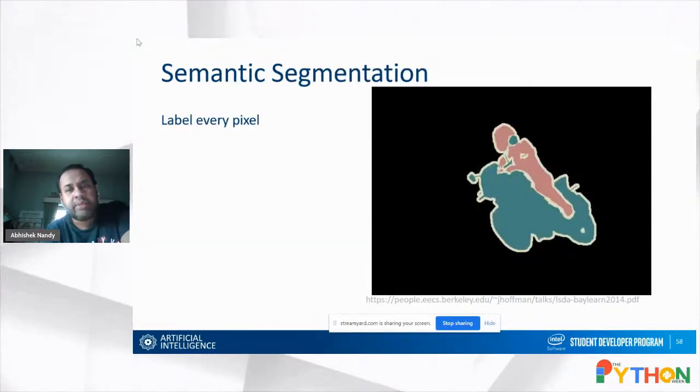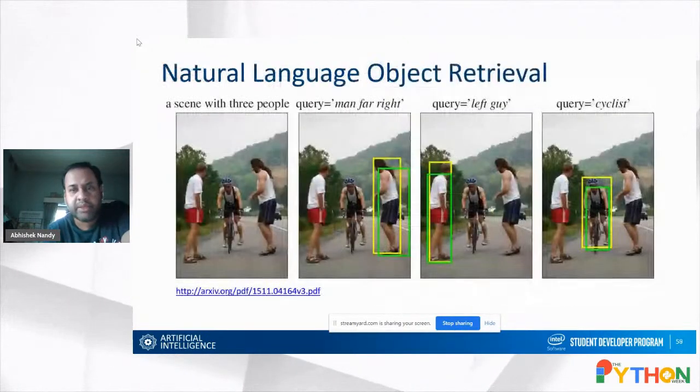Semantic segmentation allows us to differentiate the exact position where the person is riding the bike and label every pixel by pixel.